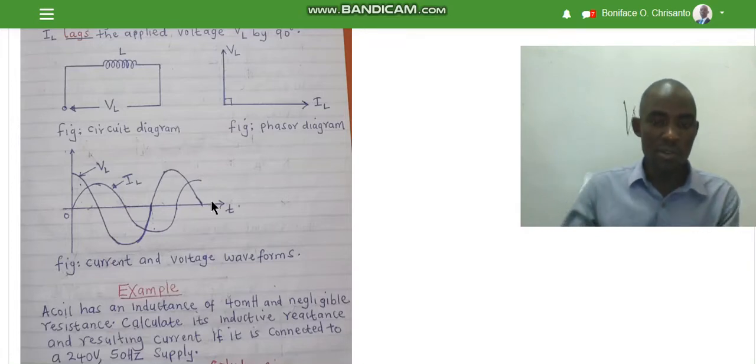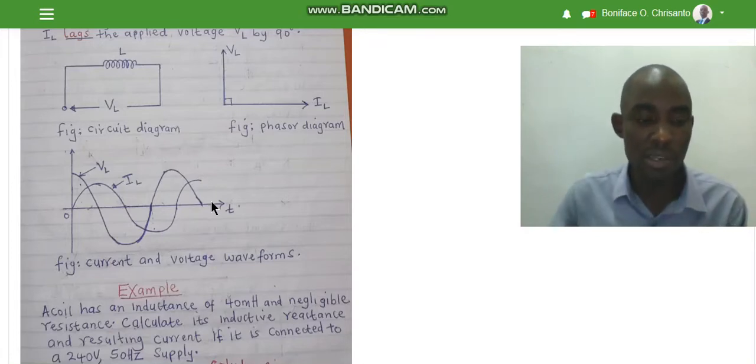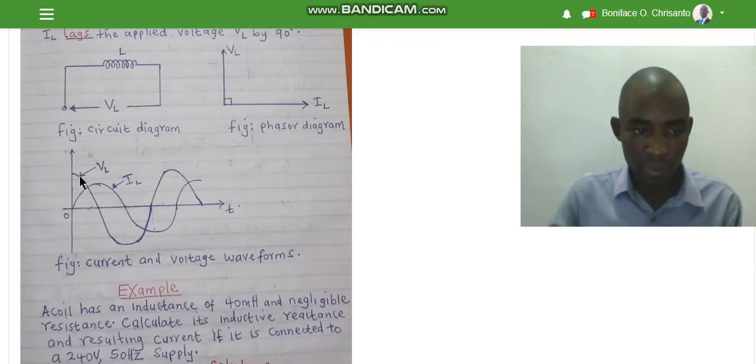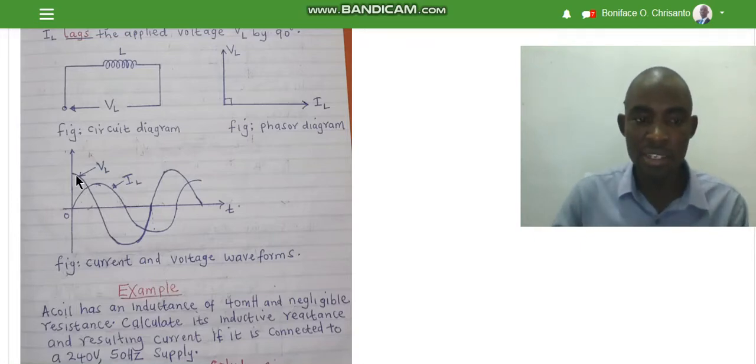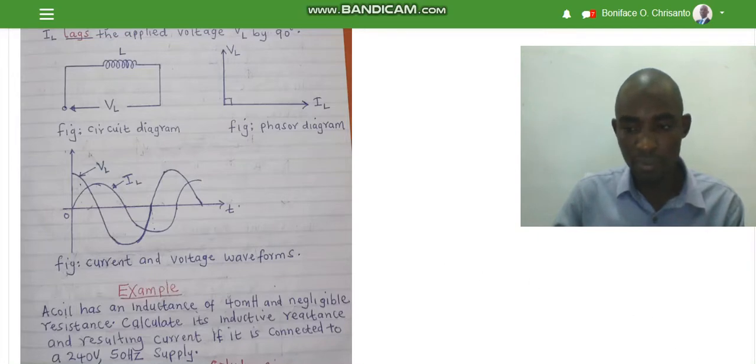So whenever you are drawing those waveforms, the key points to note are that the current waveform is taken as the reference beginning from 0. The other one has to start at the top, leading. If it was lagging, you start at the bottom. But because the voltage is leading, you start at the top.